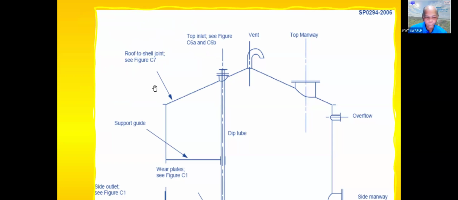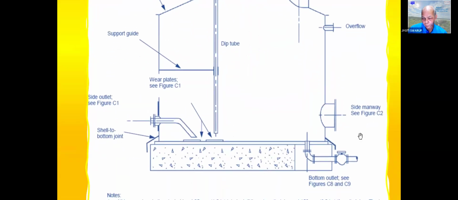side. The roof to shell joint has to be properly done. The dip tube for the inlet pipe has to be supported. A top vent is a must for it. Overflow requirement. Side manway, side outlet, or bottom outlet, depending on what you prefer.